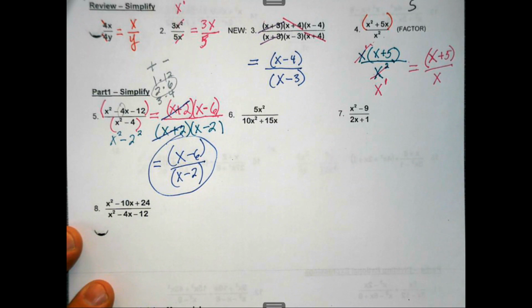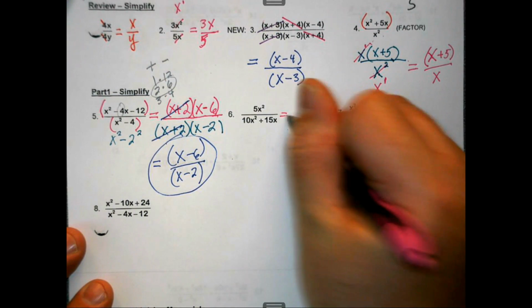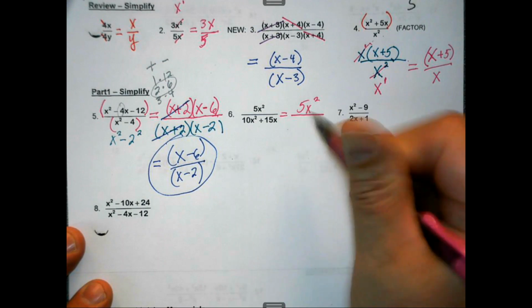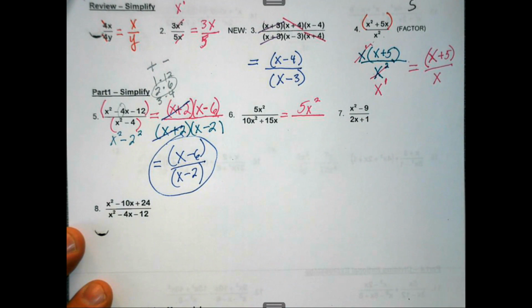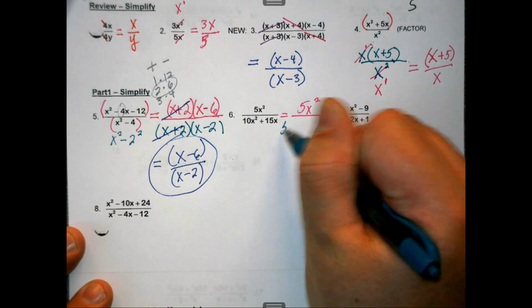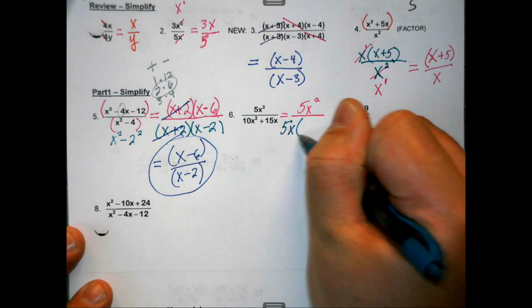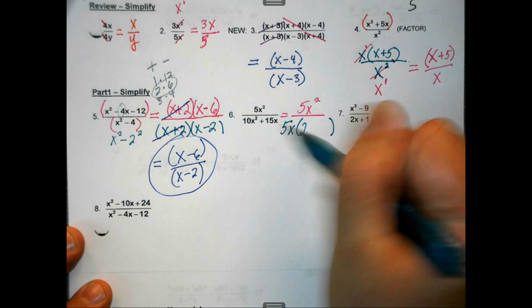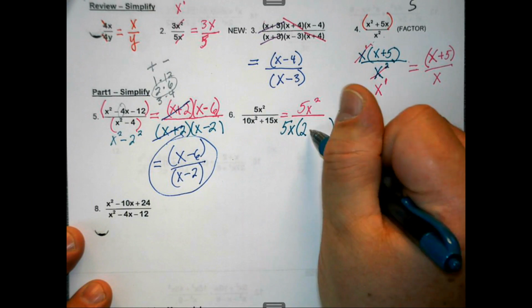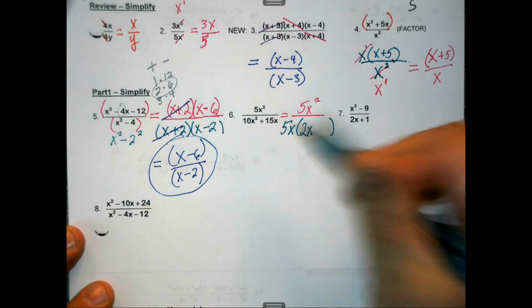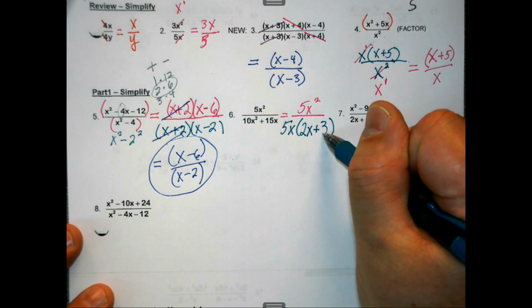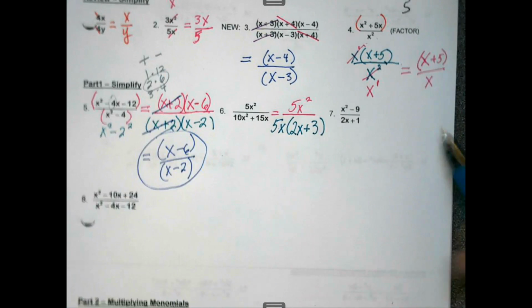How about number 6? You can factor out 5 off of both sides. Yeah, we can factor out the 5 and one of the x's. So 10 divided by 5 is 2. 2 x's, 1 x leaves me with an x. 15 divided by 5 is 3, and the x's cancel out.